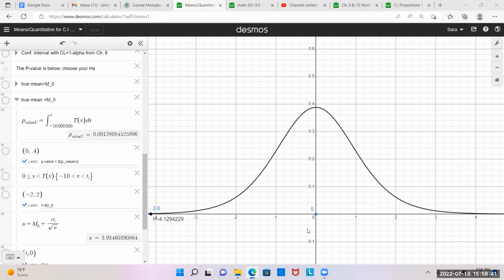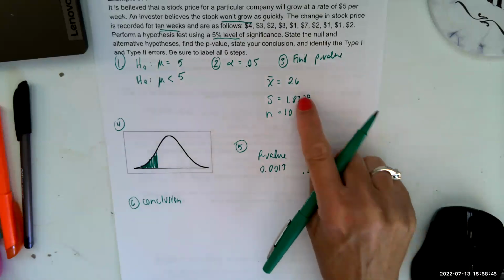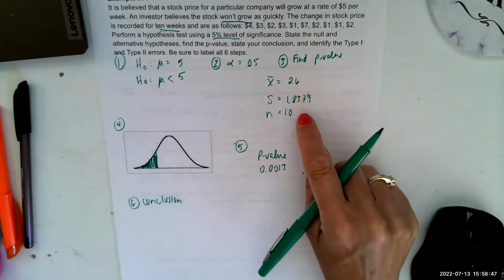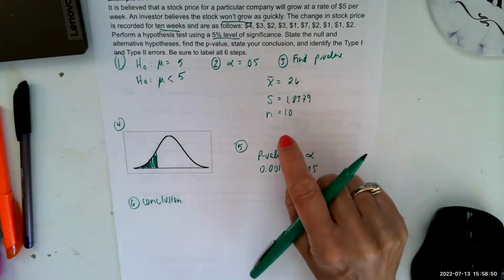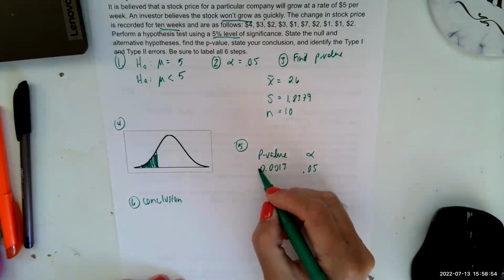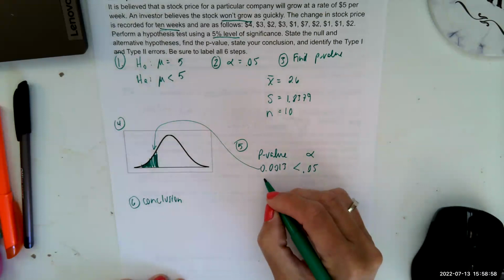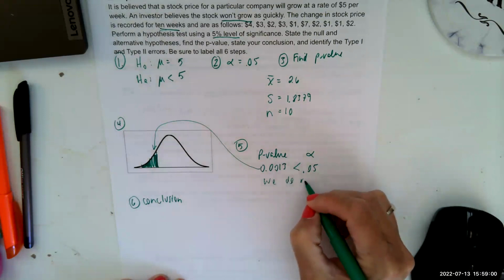So back to our paper. I just wrote down for myself the sample mean and standard deviation, so I would have them in front of me when I go to my other Desmos screen. There's my p-value, which is right here. It's definitely less than 0.05, so we do reject H0.